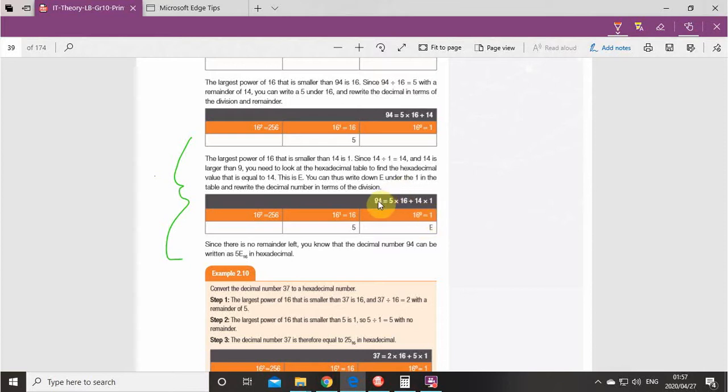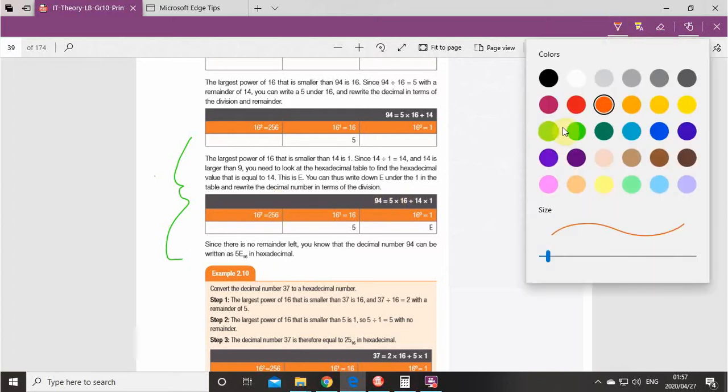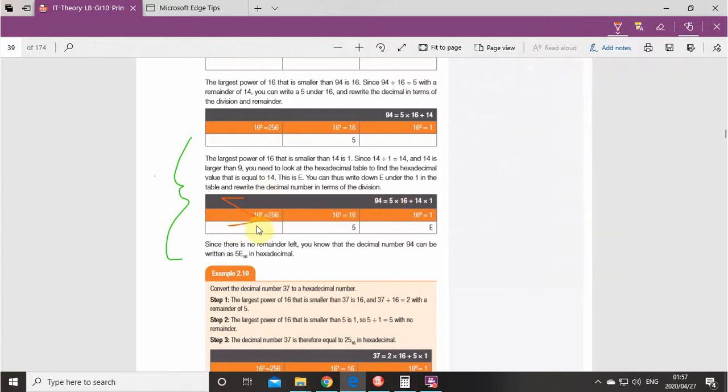Is 1 greater than 94? No, it's not. Then we move on. 16 to the power of 1 equals 16. Is 16 greater than 94? No, it is not. Then we go to the next step. 16 to the power of 2 equals 256. Is that greater than 94? Yes, it is. So we're going to scratch this one out and work with the last one.